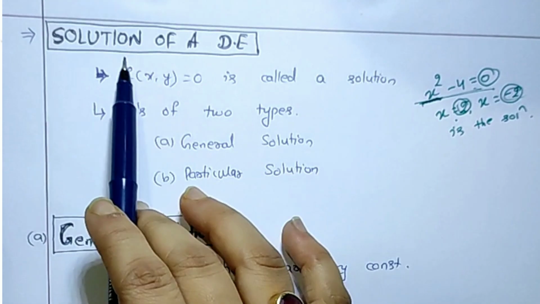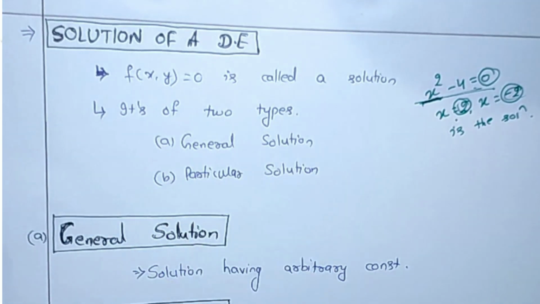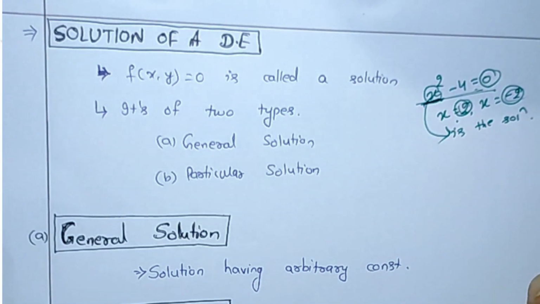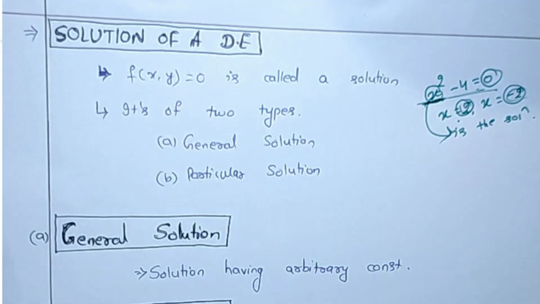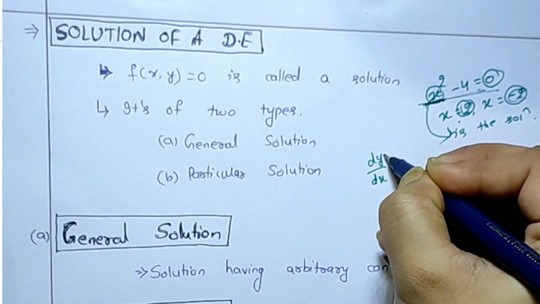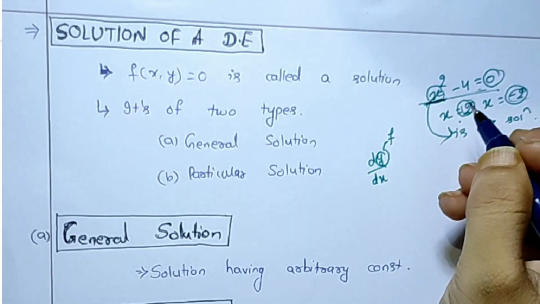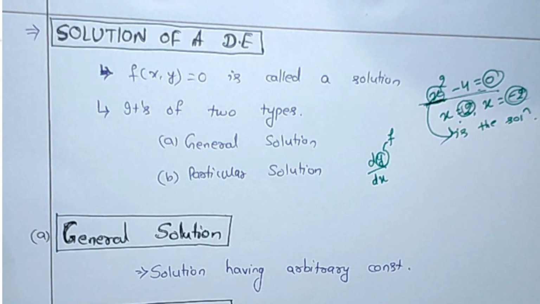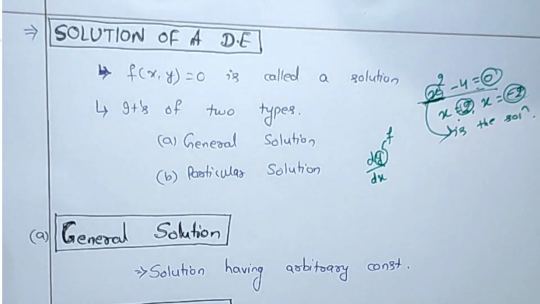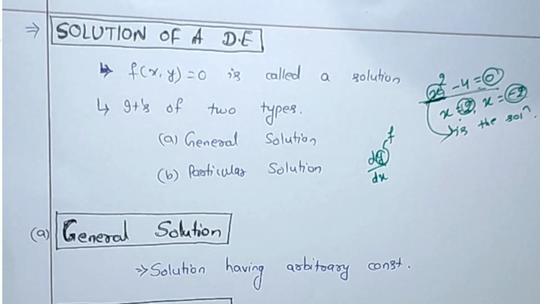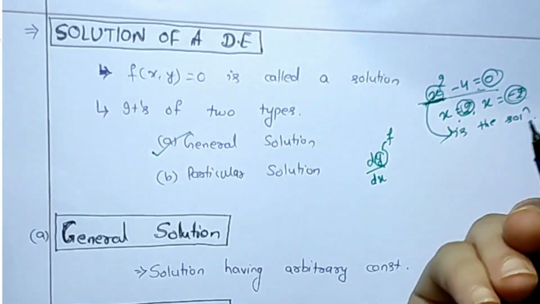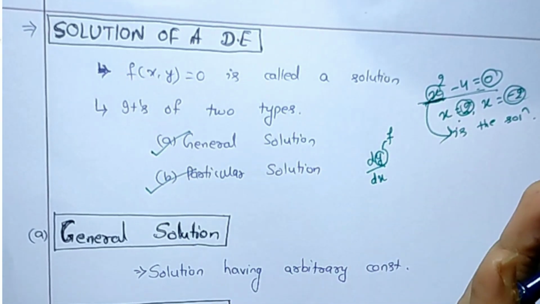Same as, what is the solution of a differential equation? The function. In an algebraic equation we get a constant term, but in a differential equation we get a function, because the dy by dx term is involved and y is a function. So the function which satisfies the differential equation is called the solution. There are two types of solution: one is general solution, one is particular solution.